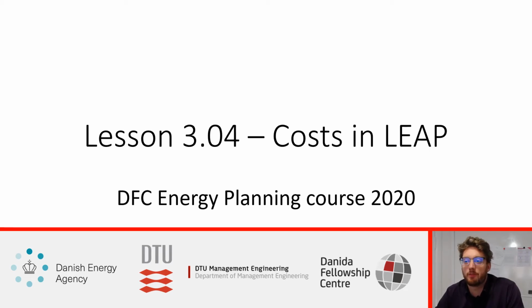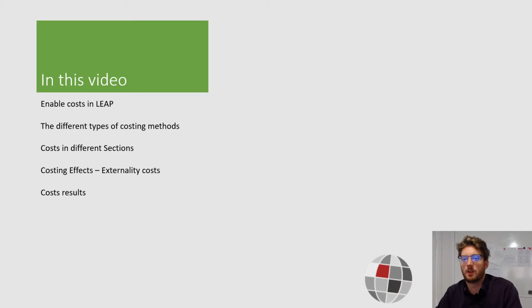Hello and welcome to the fourth video in lesson 3, where we'll be talking about costs in Leap. In this video, we are going to talk about costs, how to enable costs in Leap, the different methods or functions there are for putting in costs, how to do cost in different sections, so the cost difference between transformations, resources and demand, how we're going to cost effects, so we can cost externalities because that's done a little differently on the input side, and then look at the cost results.